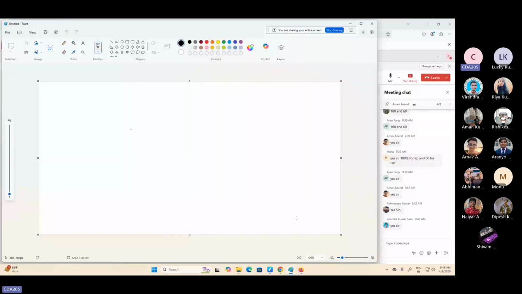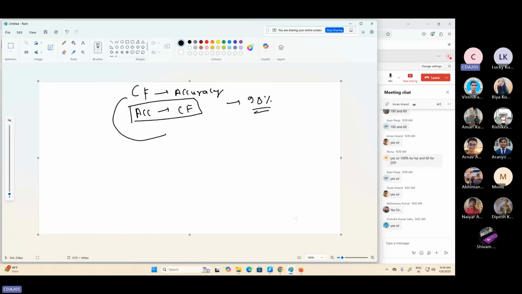From the confusion matrix we can reach the accuracy, but from the accuracy we can't reach the confusion matrix. Always remember, because accuracy gives just a number, whereas the confusion matrix gives everything, that is true positive, false negative, false positive and true negative. Okay, so always remember this.